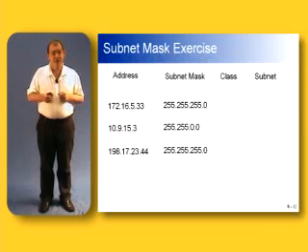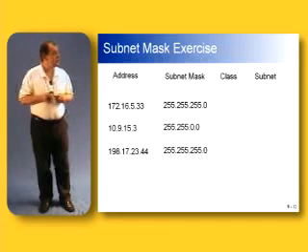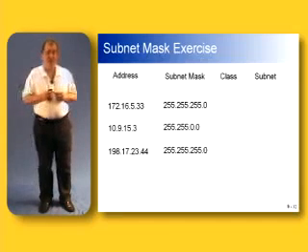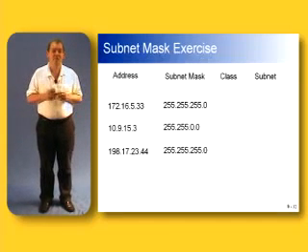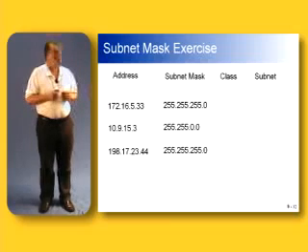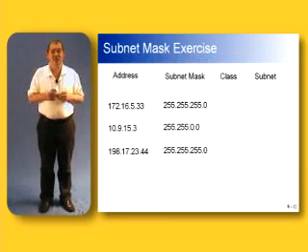Okay, if we know that, then we can have a look at this little subnet mask exercise, where we've got an address and a subnet mask. So look at the first address. The address is 172.16.5.33 with the mask of 255.255.255.0. So just by looking at the mask, it's easy. We can say, okay, the first octet is network, the second octet is network, the third octet is network. So we can work out what the subnet is.